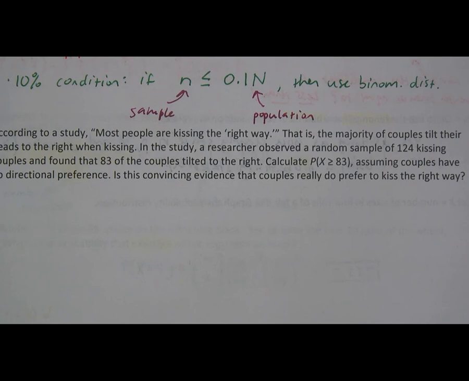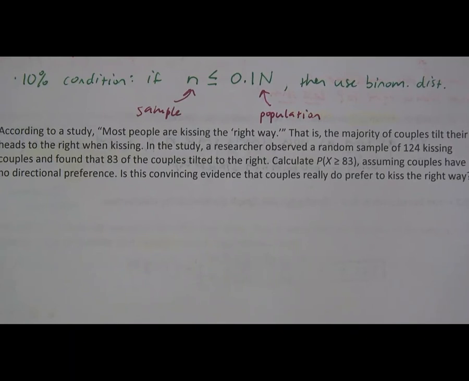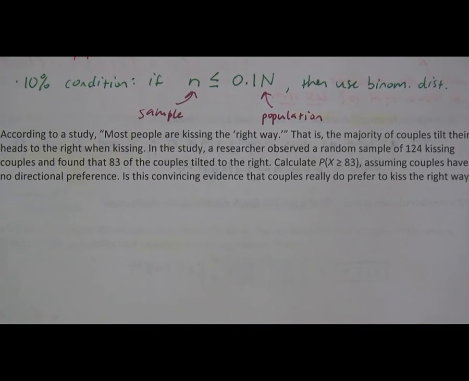But seriously, if you look at people getting married in their first kiss, they tilt to the right. It's just a thing people do. So hopefully they got their consent to observe them kissing. But here's what happened: out of 124 couples, 83 of the couples tilted to the right.